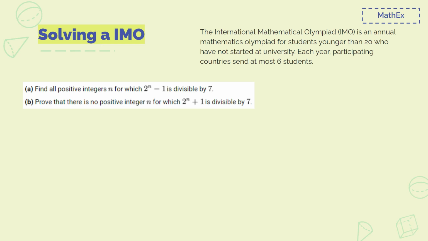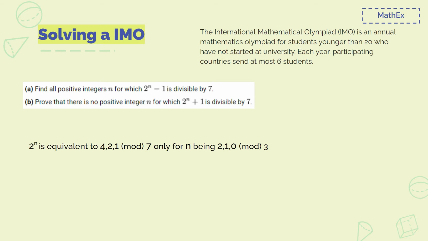So let's have this displayed out here so we can solve part A and part B. 2 to the n is equivalent to 4, 2, 1 mod 7, only for n being 2, 1, 0 mod 3. Now, let's solve part A. It says find all positive integers n for which 2 to the n minus 1 is divisible by 7.